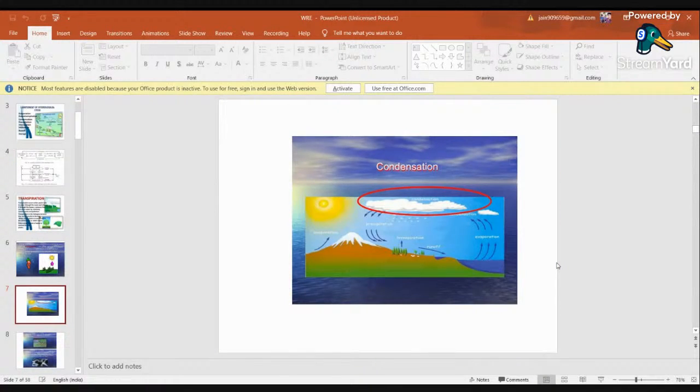Then the next process is condensation. Transpiration: when a plant absorbs soil water through its roots, this water can originate from deep in the soil. Okay, plants pump the water up from the soil to deliver nutrients to their leaves. The combination of evaporation and transpiration is termed evapotranspiration.